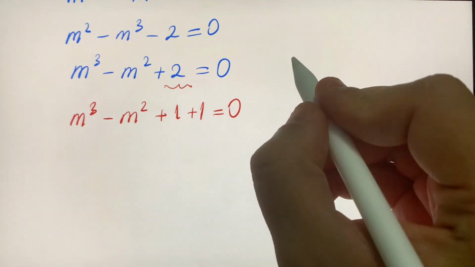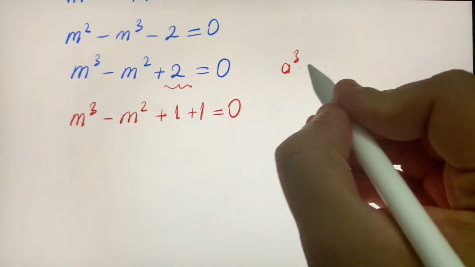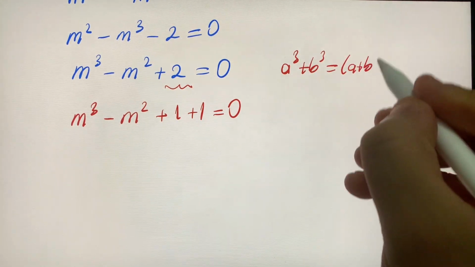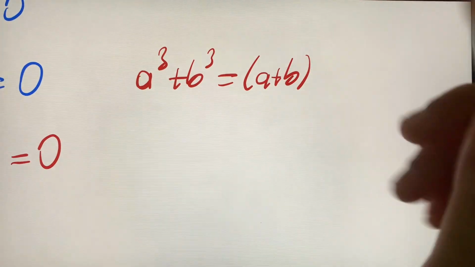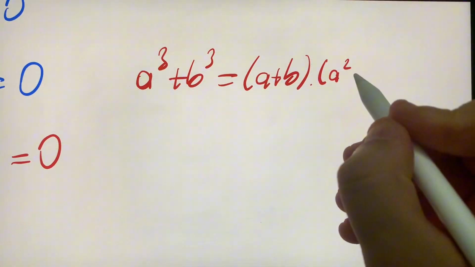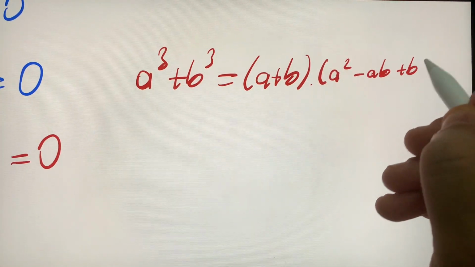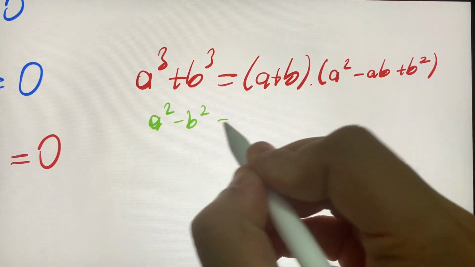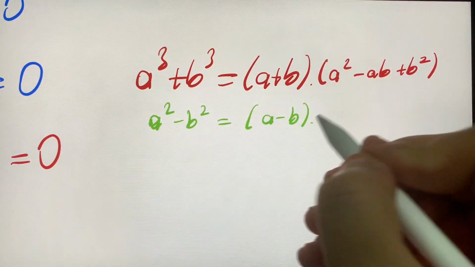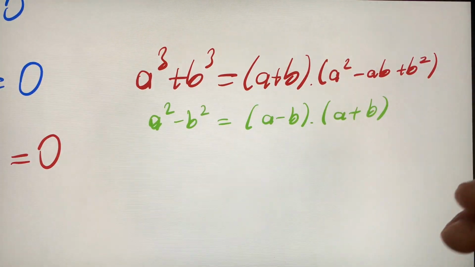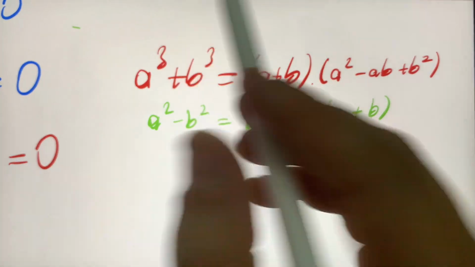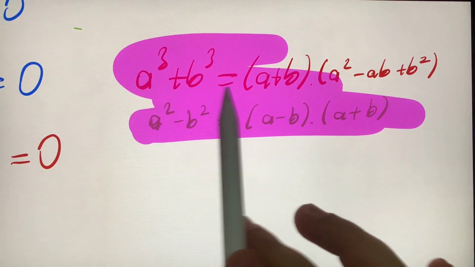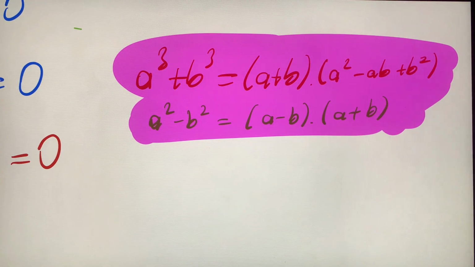We need to think of these identities immediately. a cubed plus b cubed equals a plus b times a squared minus a times b plus b squared. And a squared minus b squared, we were writing as a minus b times a plus b. Where do I use them now? I will use them in this question, guys. We definitely need to know what to do with them.